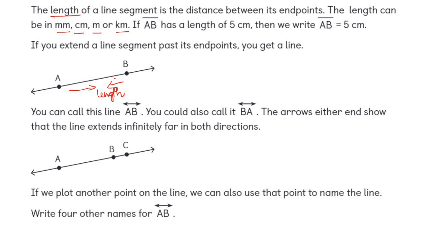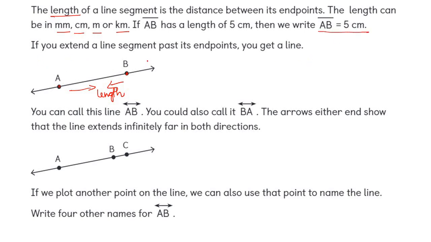If the length is 5 centimeters, how do we find this length? Yes, using a ruler from A to B, we have to measure and write. If it is 5 centimeters, we have to mark like this. Line segment AB is equal to 5 centimeters.